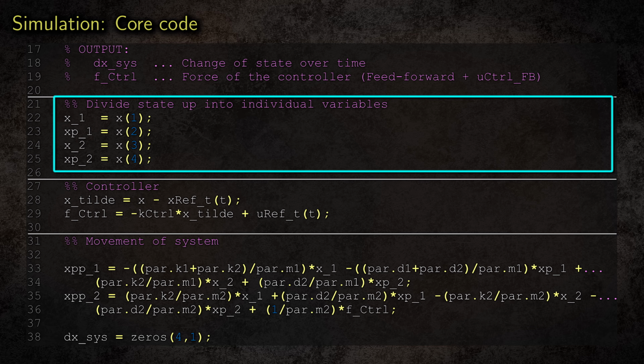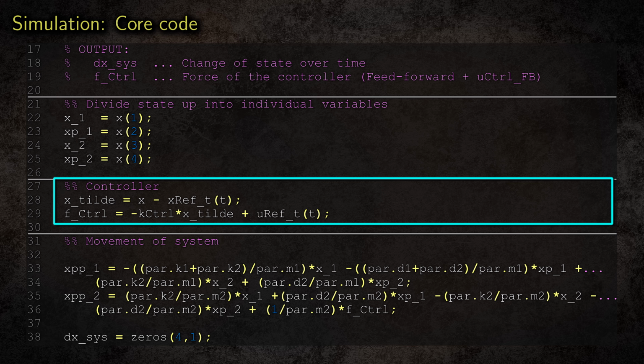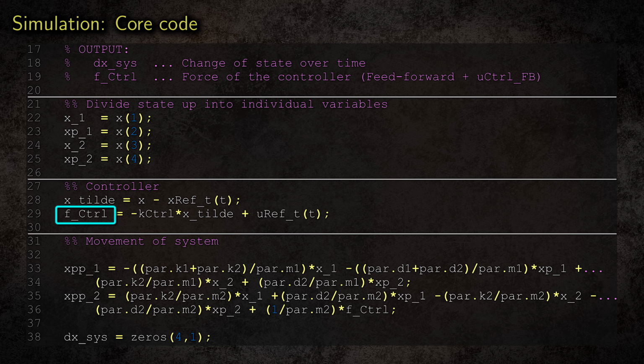This is more convenient to work with when implementing our equations of motion, as you will see in just a second. Then the most important part of the video, the controller. Here we implement the equations I showed you before. Our input, so the force of the system, is equal to minus the controller gains K times the difference between the actual system state from the simulation and the goal point, so x tilde, plus the reference force U.